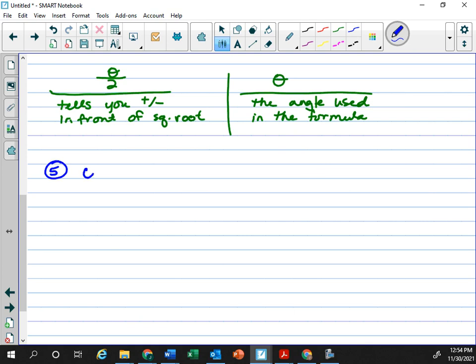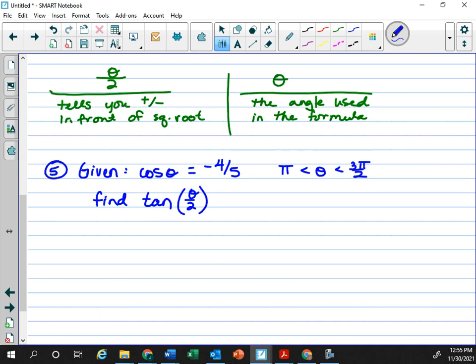All right, so let's try one more. I'll have you guys try this one. So you are given cosine of theta is equal to -4/5, pi is less than theta is less than 3 pi over 2. And I want you to find tangent of theta over 2. Okay? So try this one for me.